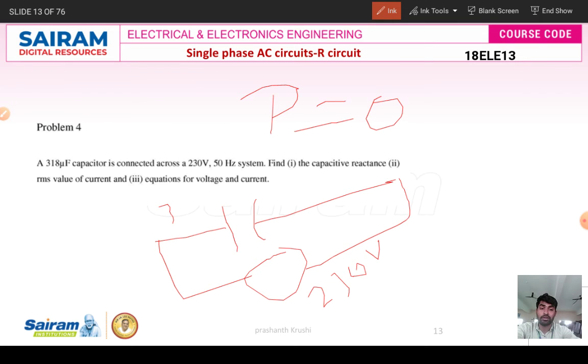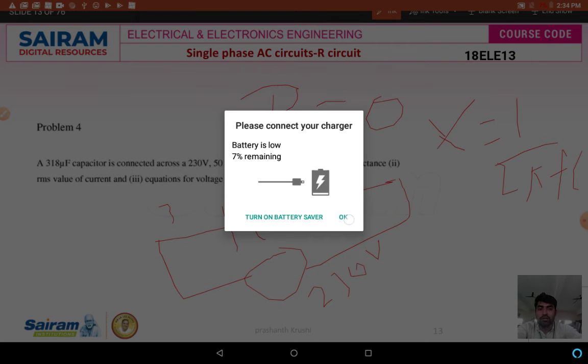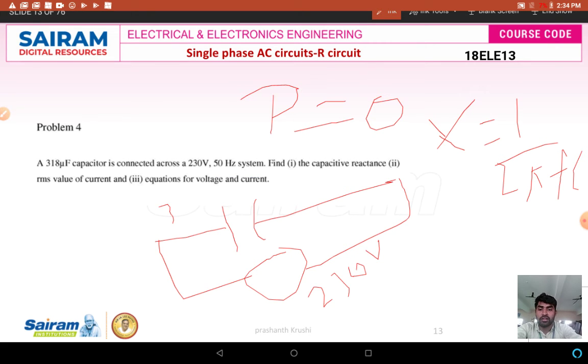What is the capacitive reactance formula? Xc is equal to 1 by 2 pi f C, right? And the RMS value of current is I equal to Im by root 2. The equations of voltage and current are I is equal to Im sin omega t plus 90, V is equal to Vm sin omega t, right? So based on that, Xc we need to calculate, 1 by 2 pi f C.